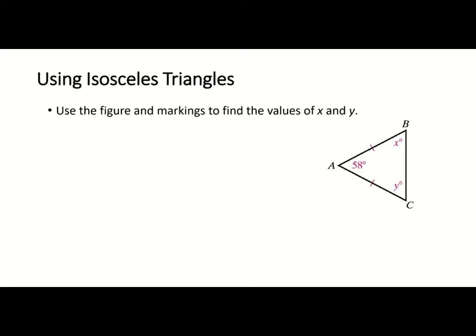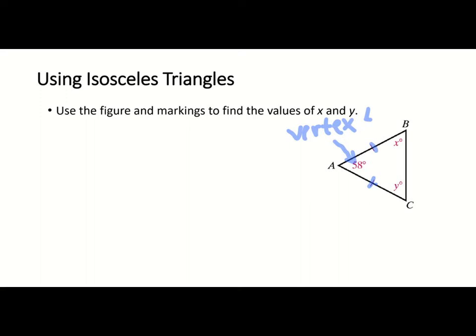All right, so here we have an isosceles triangle, and I know it's isosceles because we have the 2 congruent sides marked there. Now, they want us to find the values of x and y. And because this is an isosceles triangle and these are my legs here, that means that the 58 is my vertex angle. So angles B and C will be my base angles. And I know my base angles are always congruent.